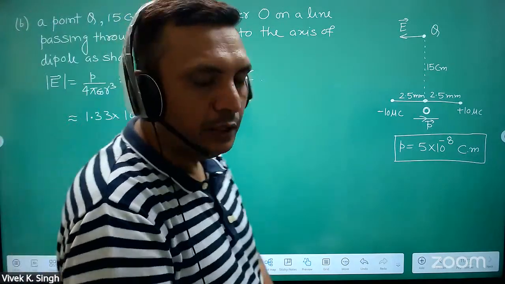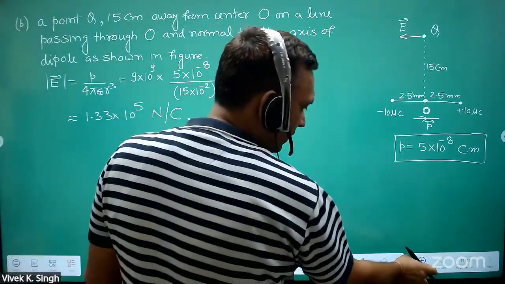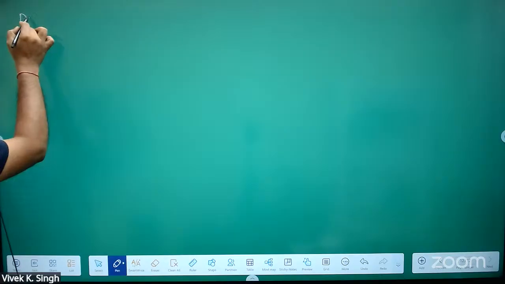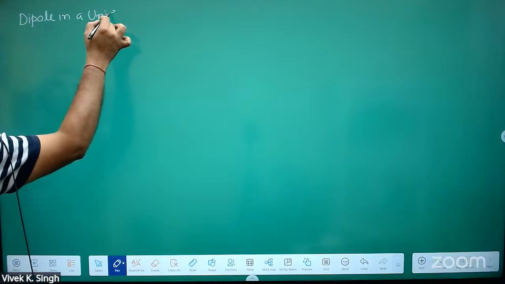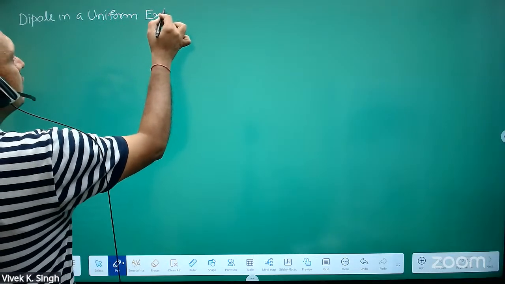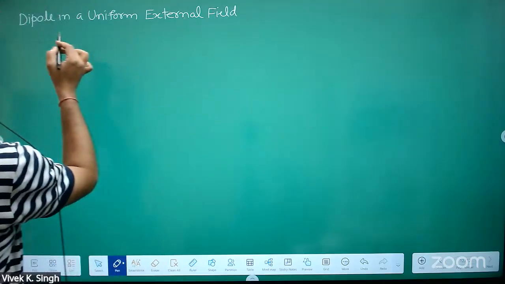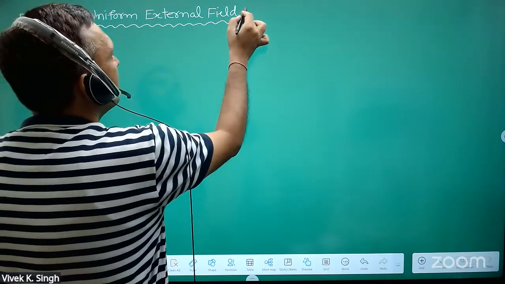Okay, so that is field due to dipole along the dipole axis and perpendicular to the dipole axis. Now we will see a dipole in a uniform electric field. So what will happen? Dipole in a uniform external field.